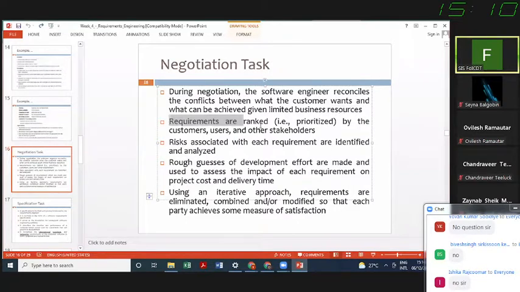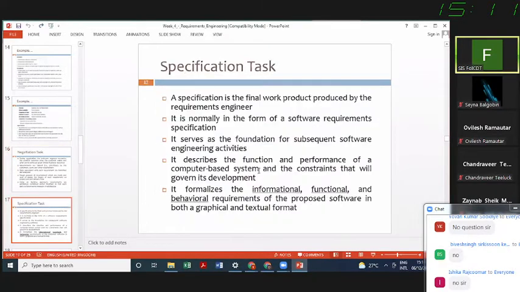So during this, requirements are ranked, so prioritized, because this is something I also mentioned. Risks are identified. Rough guesses of development effort are made. Using an iterative approach, requirements are eliminated, combined, or modified. So this is during the negotiation phase, because we've seen that the different stakeholders have different viewpoints, and also that we have to understand that resources are scarce.